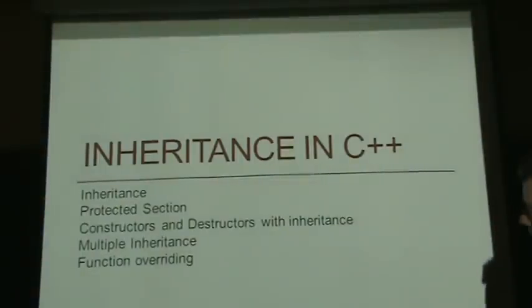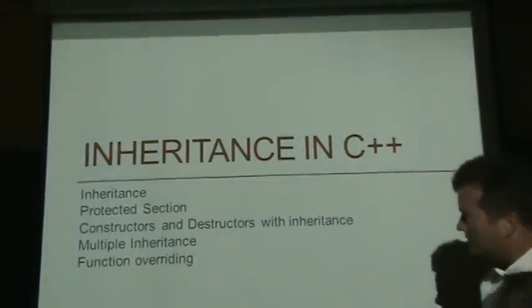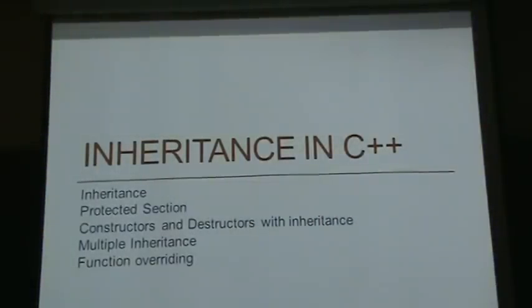Okay, so talking about inheritance in C++. The new section we'll be adding is called the protected section, which is introduced because of inheritance. We'll look at what effect this has on constructors and destructors. Then there's the fact that you can do multiple inheritance in C++, and when you're multiply inheriting, you're getting functions and data from other classes, and you have the ability to overwrite those functions and data.